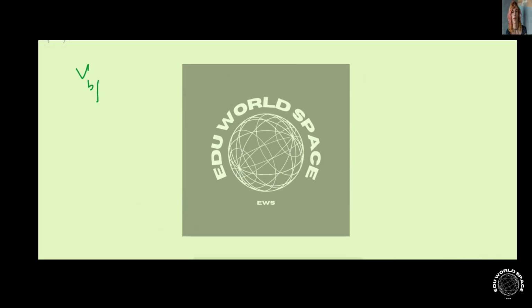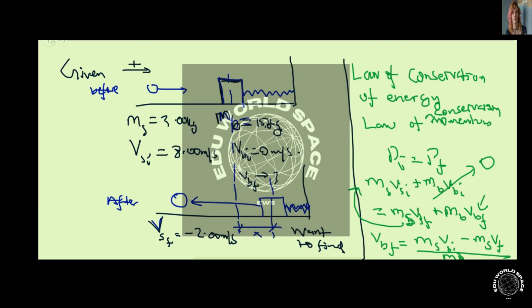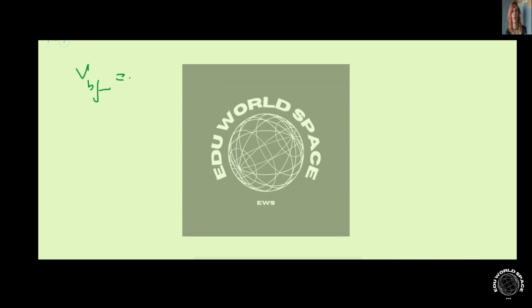So the final velocity of the block becomes equivalent to, going back to the formula, mass of stone. We can pull out that, and then we're left with the initial velocity of the stone minus the final velocity of the stone over the mass of the block. So the mass of the stone is 3 kilograms times, or rather, the initial velocity of the stone is 8 meters per second.